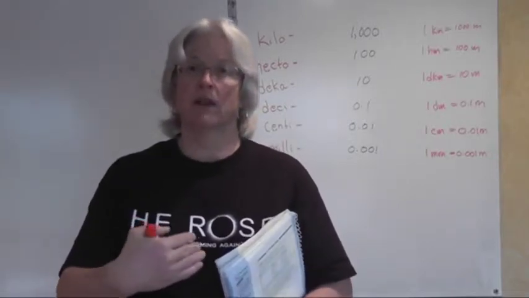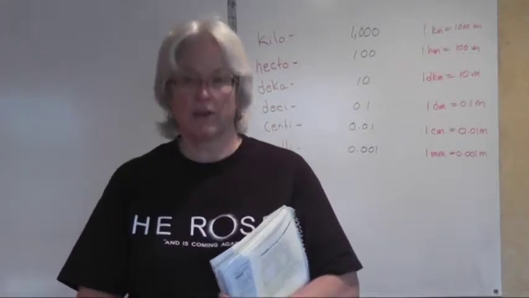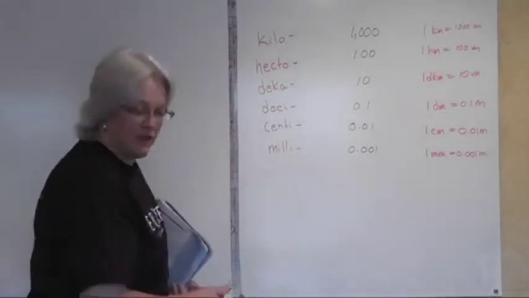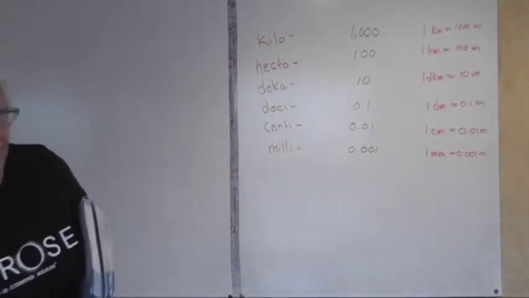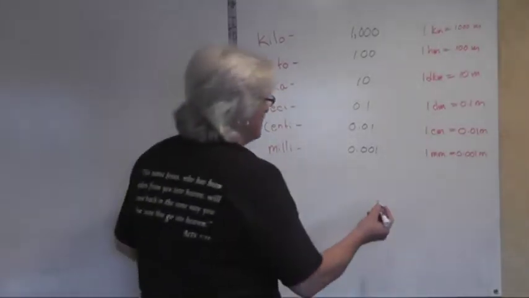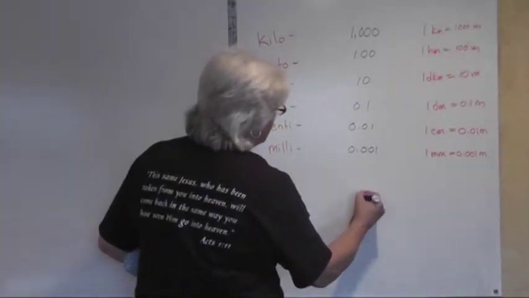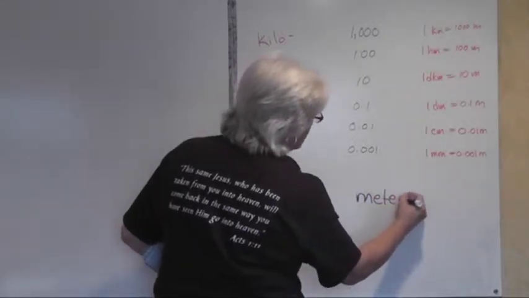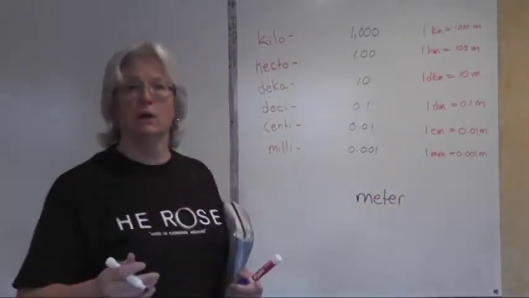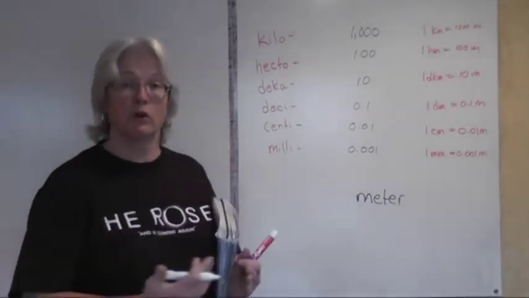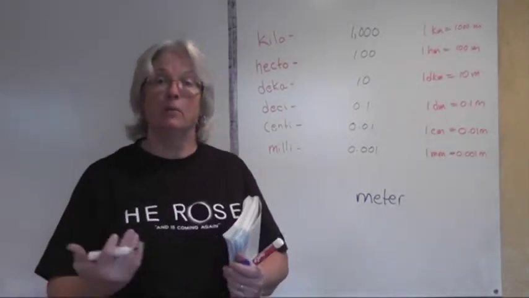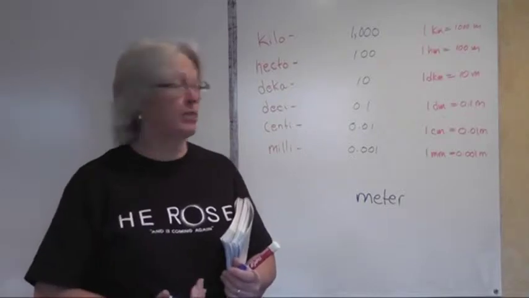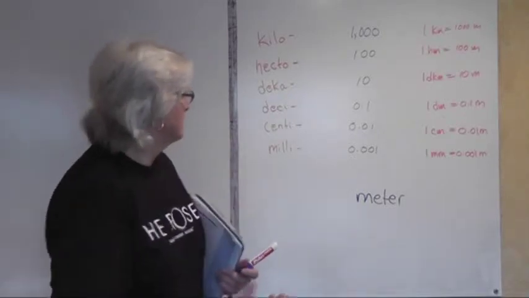It's based on tens. We have a base unit of length in the metric system, and that is a meter. And a meter is roughly equivalent to 1 US yard. A yard is 36 inches. A meter is a little bit more than 39 inches.